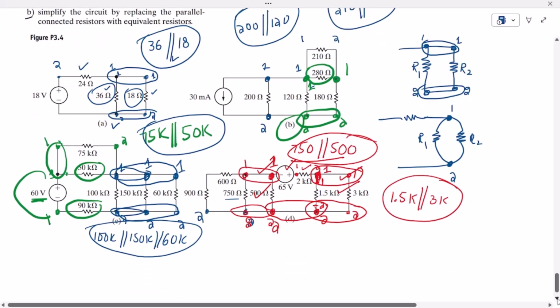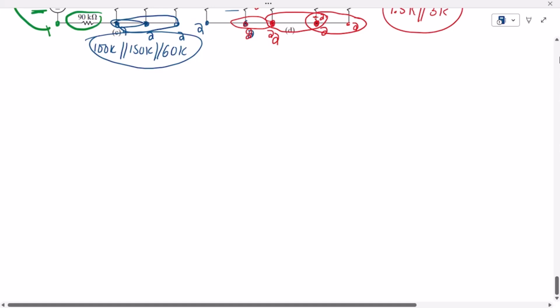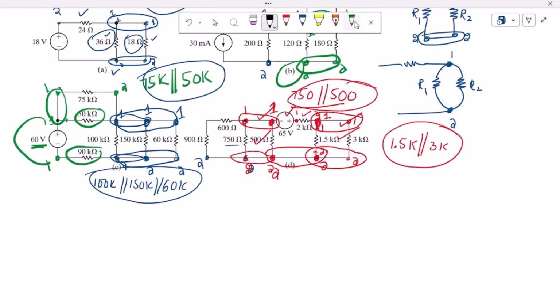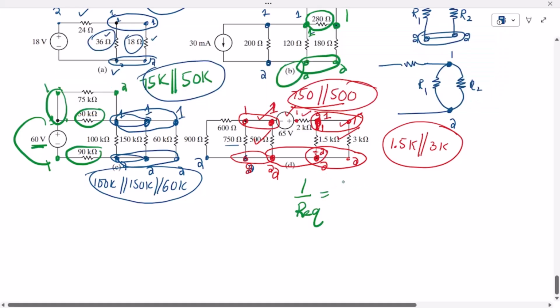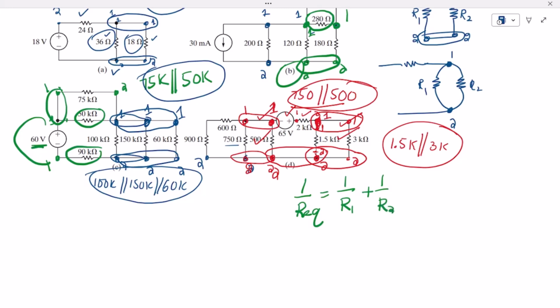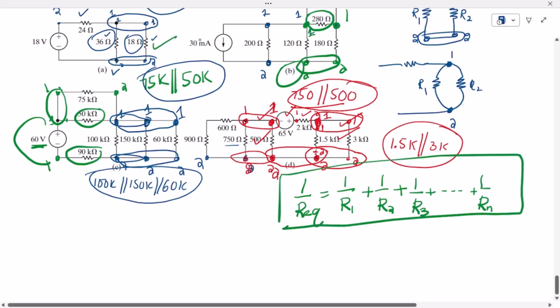First of all, let me write the formula for the equivalent resistance. If there are n resistors, the equivalent resistance will be 1 over R equivalent equals 1 over R1, the first resistor, plus 1 over R2, the second one, plus 1 over R3, the third one, up to the nth resistor, 1 over Rn. So this is the formula we have to apply over here, and here as well.